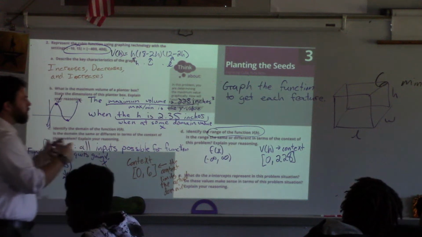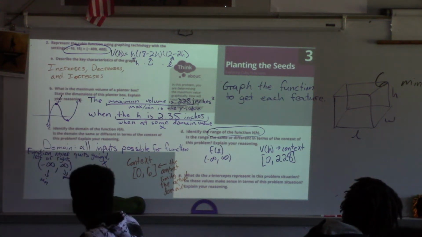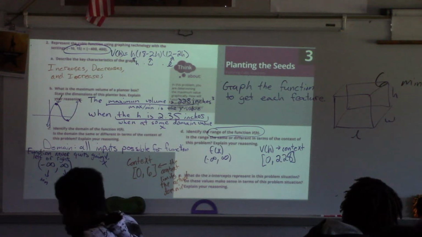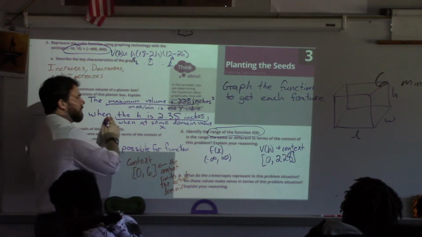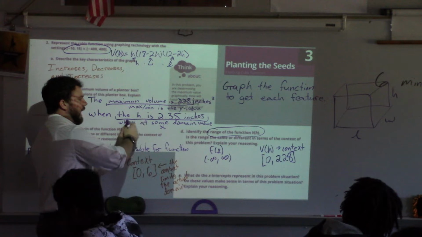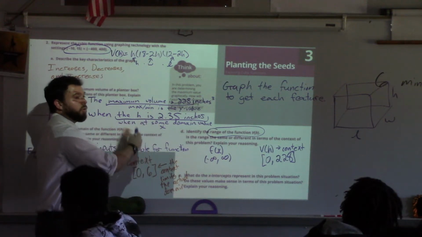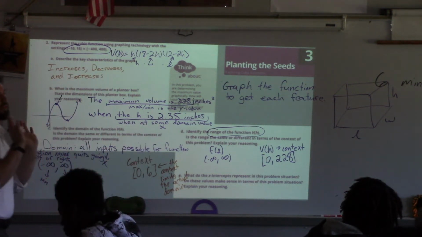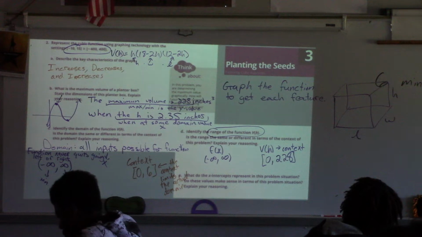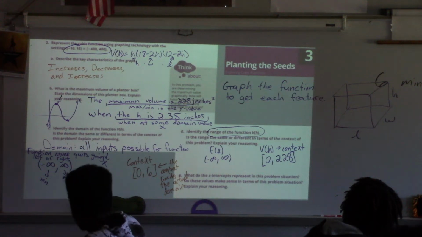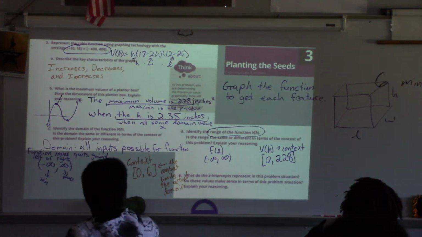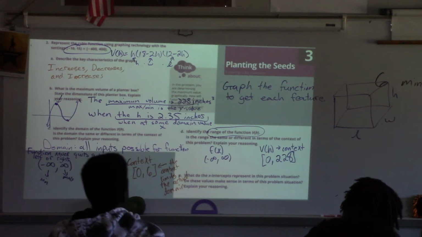Right, so we want to break that down and understand how we're going to write that maximum volume. The maximum or minimum is that y value at this domain or x value. I don't know what it is, that's why I say some domain value. I don't know what it's going to be each time. In this case, it was 2.35 inches. Any questions about that?